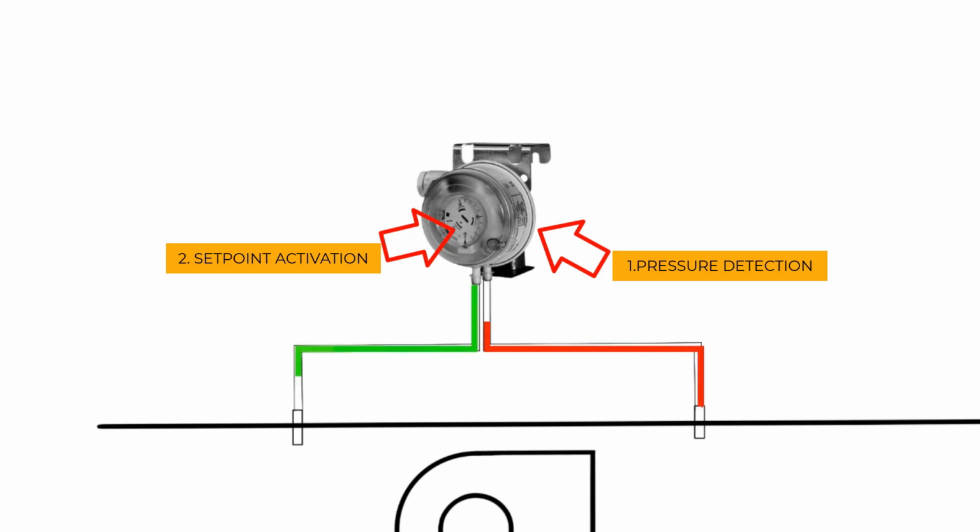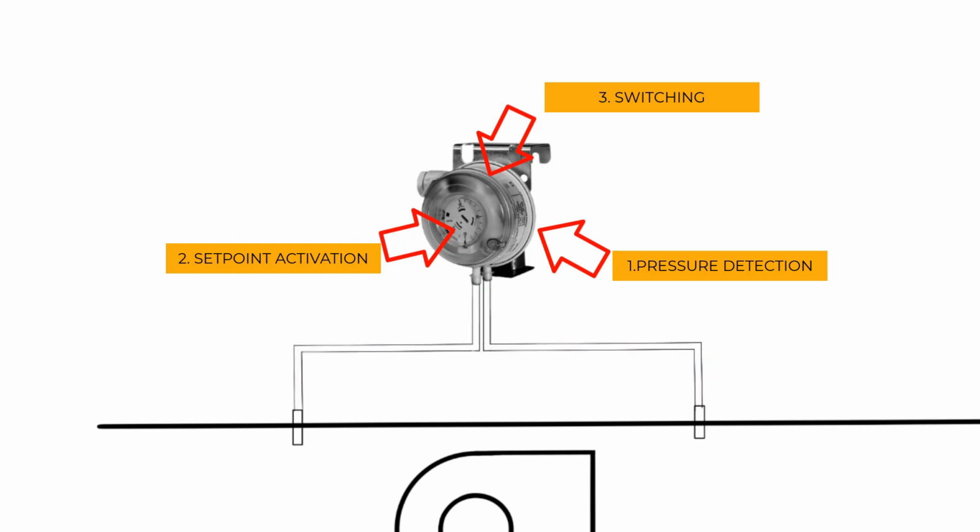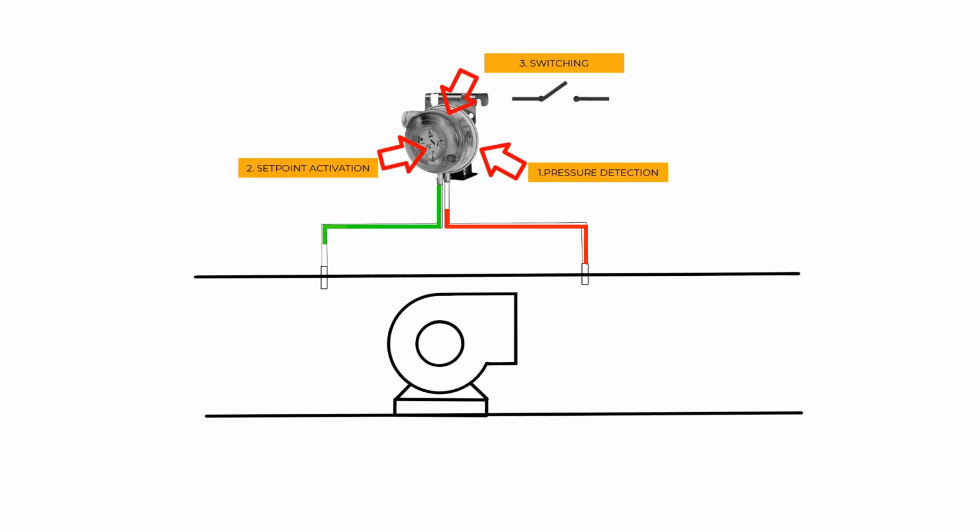With the setpoint reached, the final stage, switching, is set into motion. The diaphragm's movement activates a set of contacts. If the switch is normally open, the contacts close, sending a high signal to the control system. And if the switch is normally closed, the contacts open, producing a low signal.